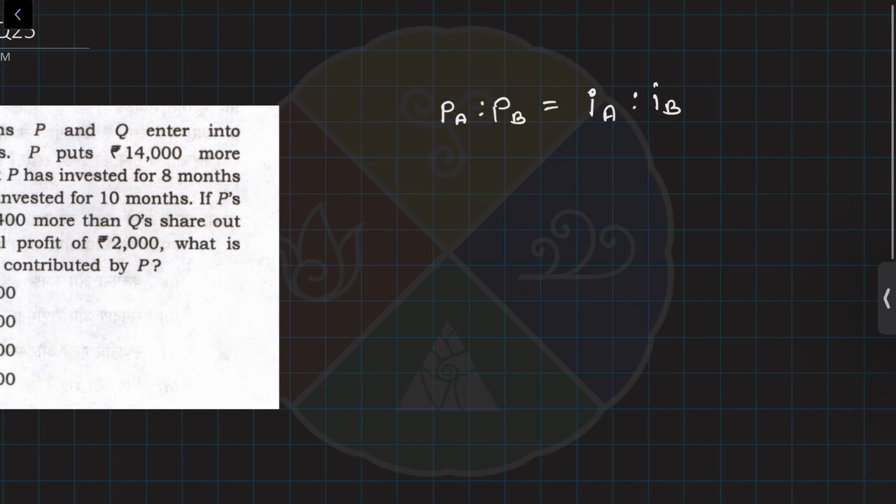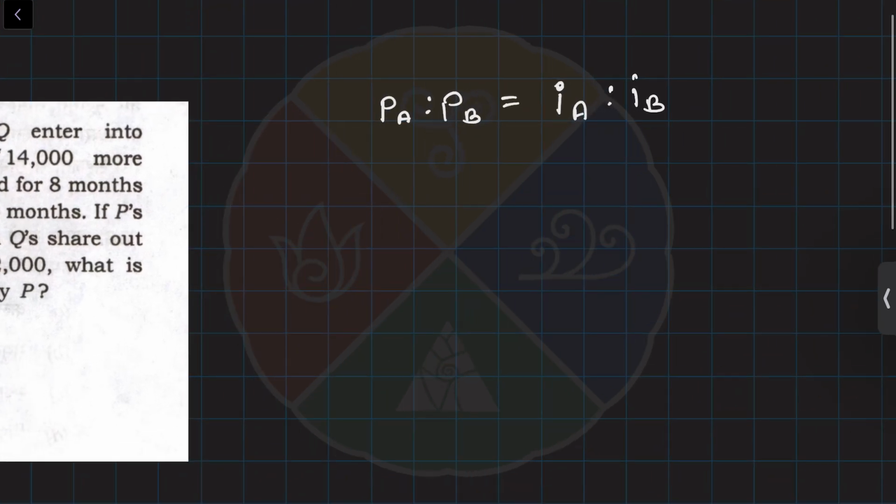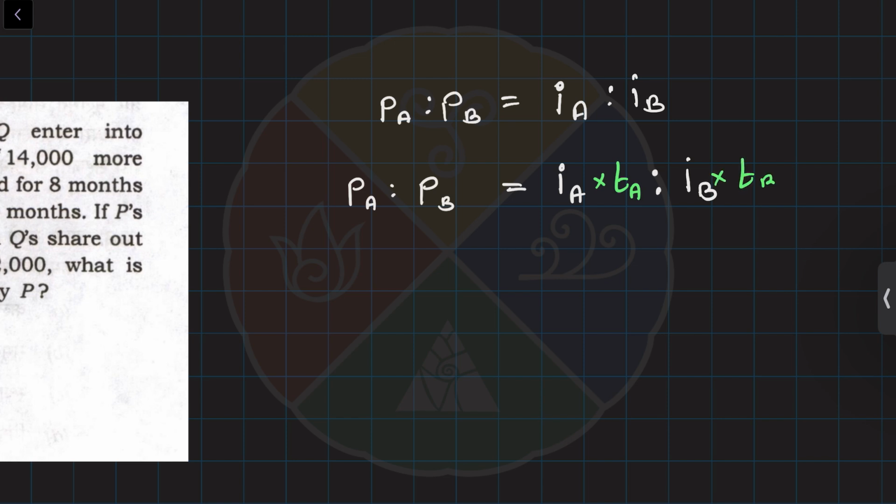But when it is a compound partnership, the profit sharing P of A is to P of B will be in the ratio... Investment does have an important role to play, but along with that, you also have to multiply the time invested by each person. If 2 people are there, it will be IA into TA is to IB into TB. If 3 people are there, IA into TA is to IB into TB is to IC into TC.